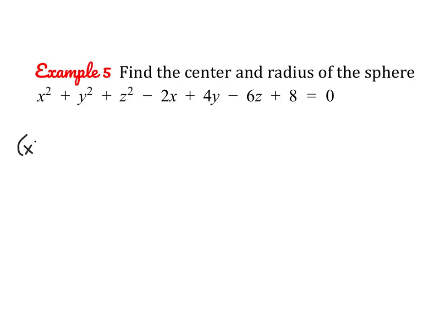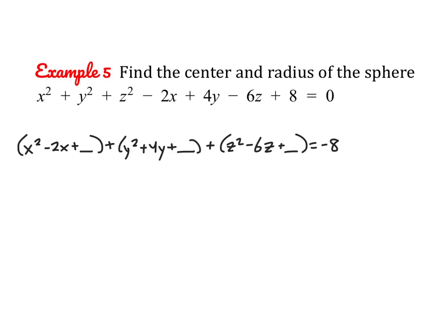So let's group our x values together, and we are going to complete the square there. We'll group our y values together, plus 4y. We'll leave a space to complete the square. Group our z values together, and once again leave a place to complete the square, and I'm going to move that 8 to the other side, so it becomes -8. Here the number that completes the square is 1, so I'm going to add 1 to both sides. Here it's 4, so I'm going to add 4, and here it's 9. Remember, it's that b over 2.